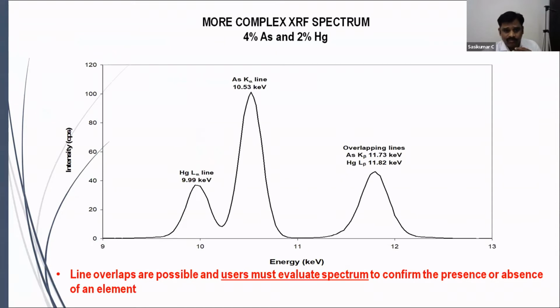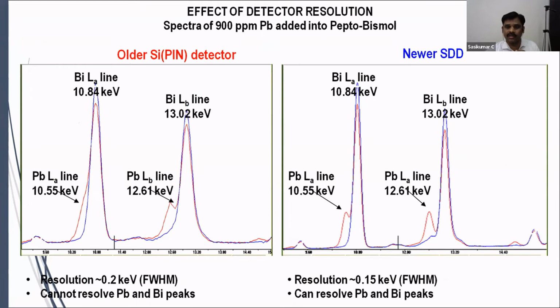And similarly, here is another complexity for us. We have mercury and arsenic, and if you look at the third peak, K alpha and K beta of arsenic and mercury are both merged together. So it is really difficult to resolve them. So there are some typical cases where you may find some difficulty in your analysis.